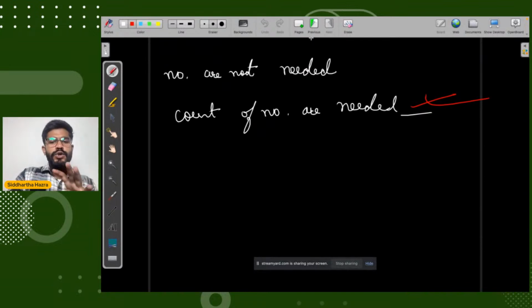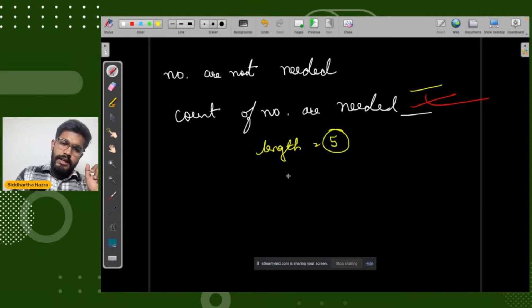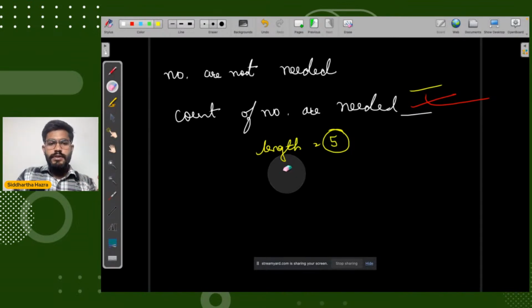Okay, so we need to count the numbers that are needed. We need to now focus on this. So now if we focus on this, building up the number is a little bit easy. How? I would tell you that. See, suppose we have the length of the number. Length is suppose 5, and the given values are a and b.